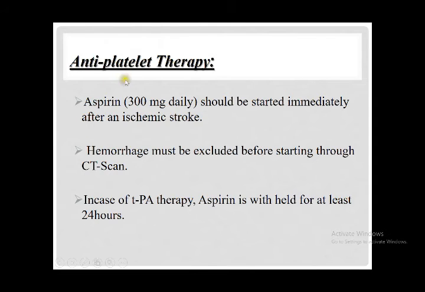Antiplatelet therapy is also an acute therapy for vascular events, and aspirin should be started immediately after an ischemic stroke. Before starting aspirin, you have to rule out hemorrhage on CT scan. And if you have selected the patient for TPA therapy, aspirin should be withheld for at least 24 hours.